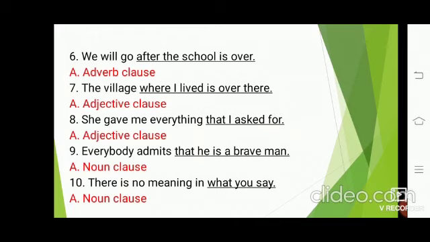There is no meaning in what you say. So there is no meaning in what? In whatever you say. So this is a noun clause as we get the answer by asking the question what.